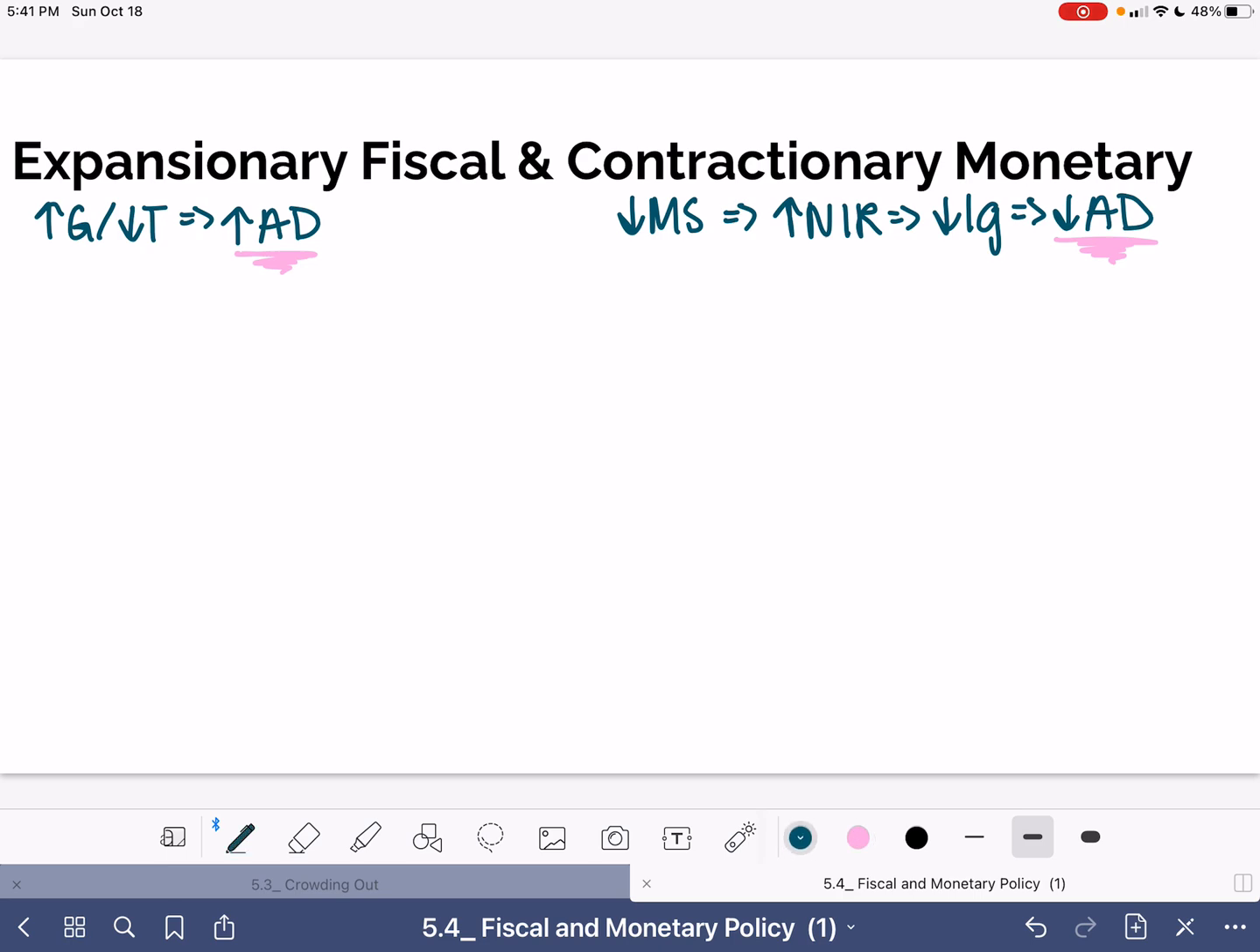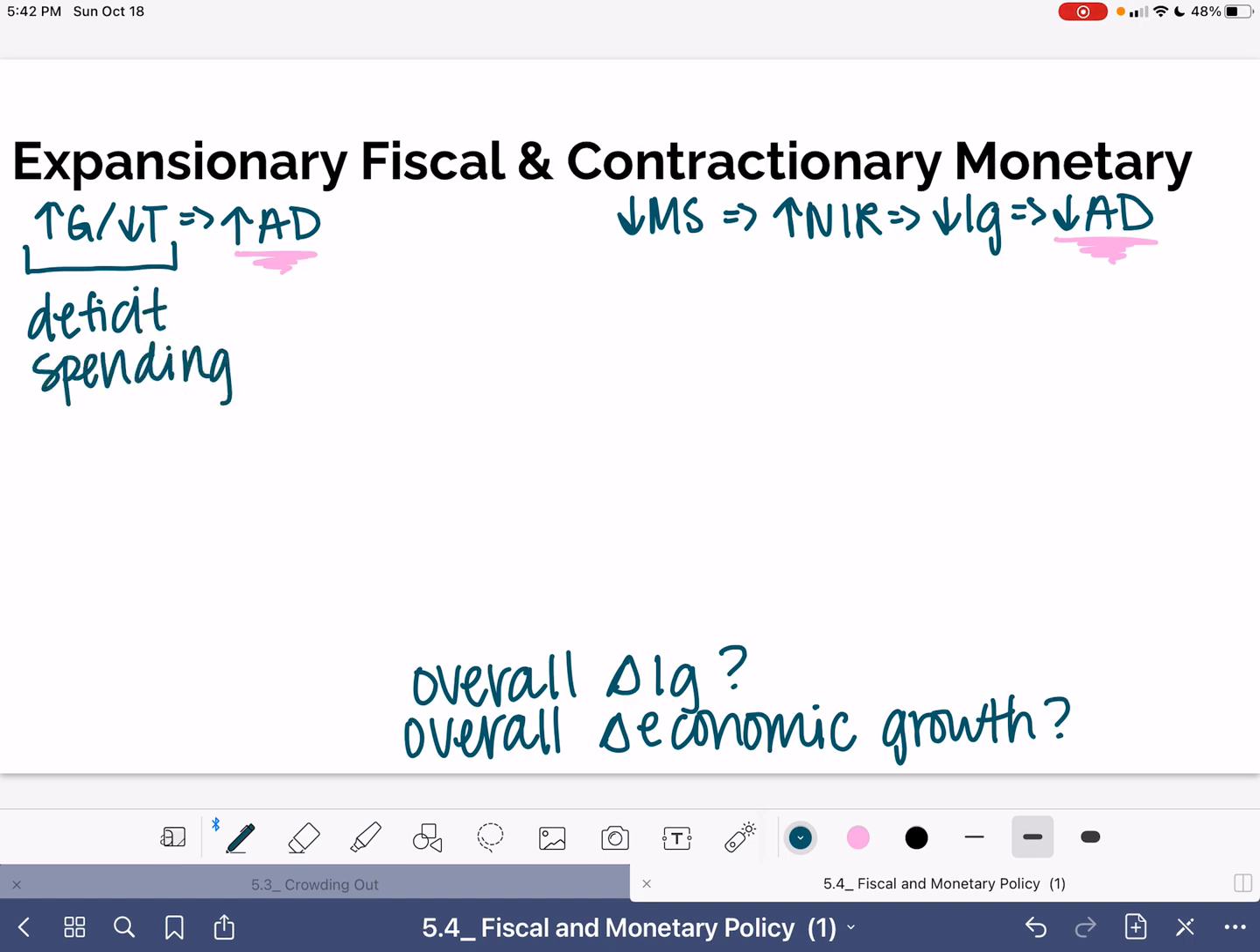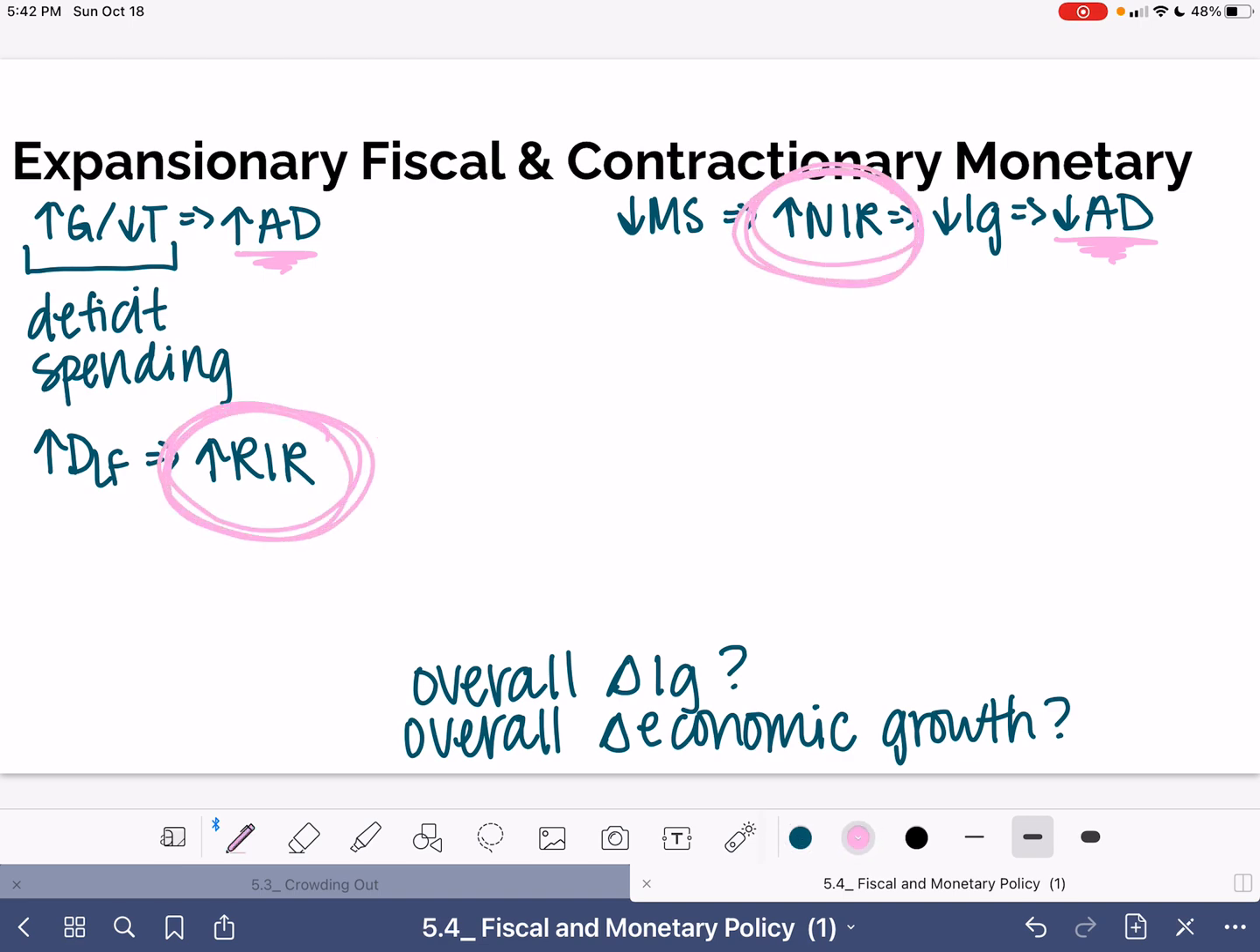But let's see if we can figure out the ultimate change, the overall change to investment spending, and then the overall economic growth change. See if we can figure that out from our interest rates. So if we go to expansionary fiscal policy, we know this is going to lead to deficit spending. And when we deficit spend, we have to increase our demand for loanable funds, which will then increase the real interest rate. So we have an increase in the real interest rate and an increase in the nominal interest rate.